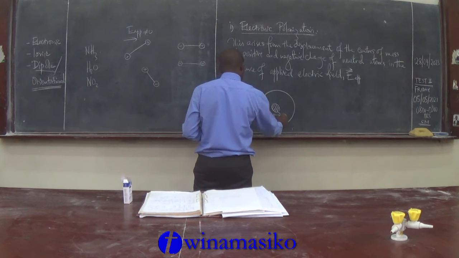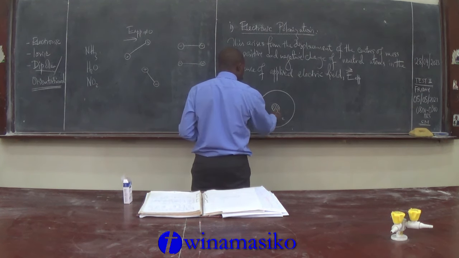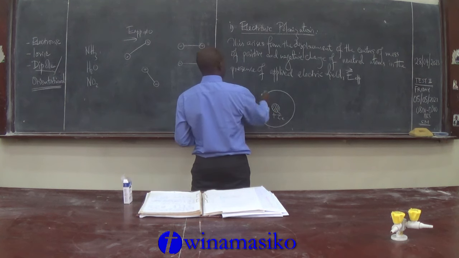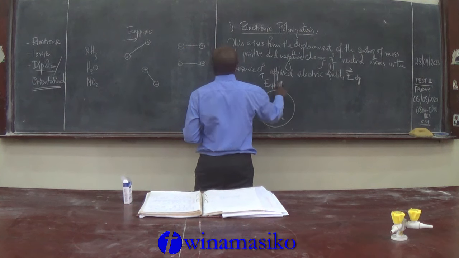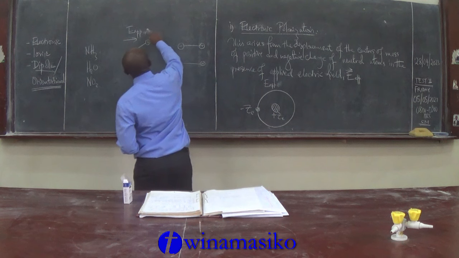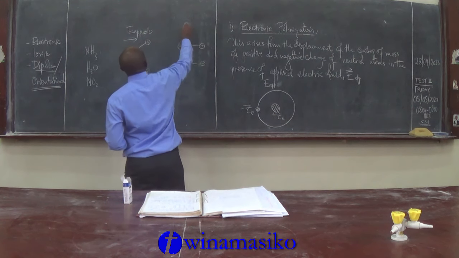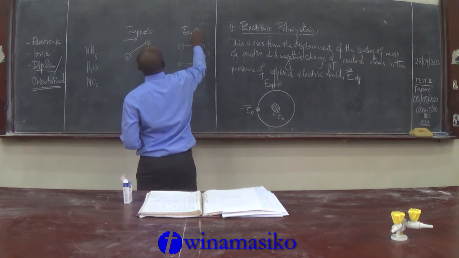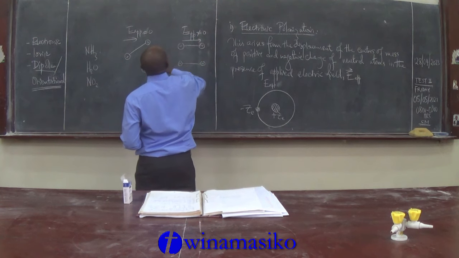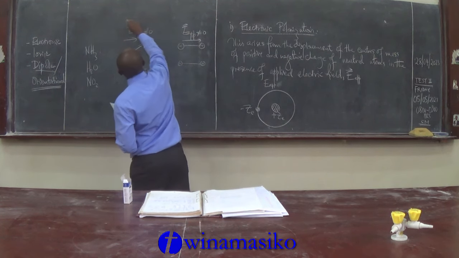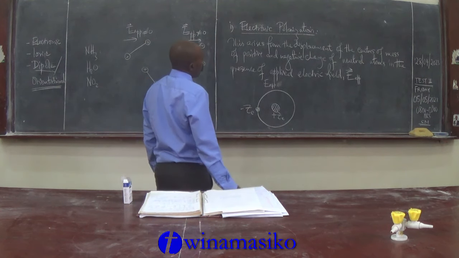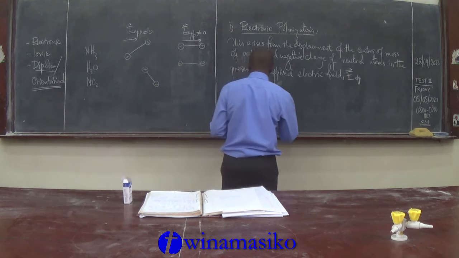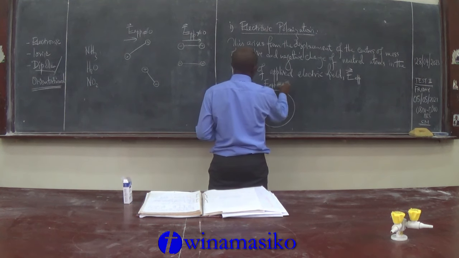Because these are positive, then this is what we have here: E applied equal to zero for bodies. This is equal to zero. Then when we have applied it, it is not equal to zero. So we can put the vector, because we are showing the direction of this. So here E applied is zero.